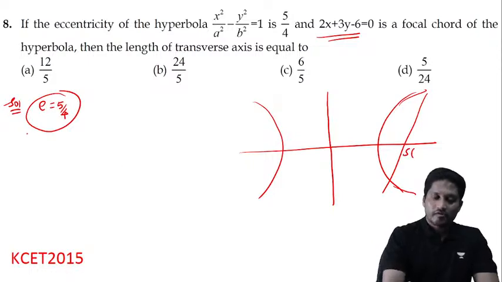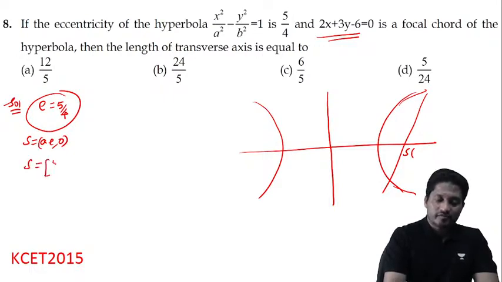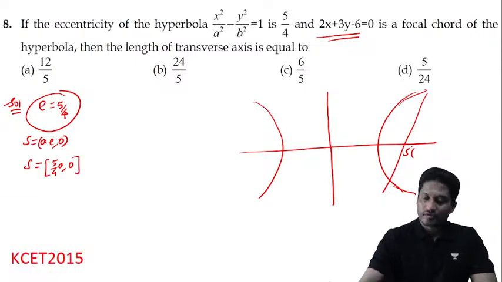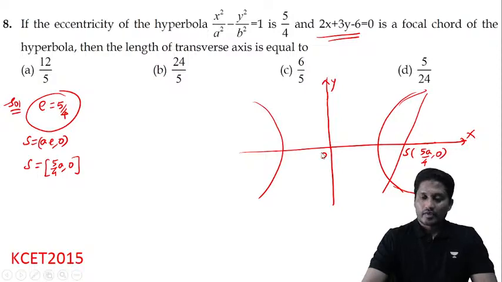So this focus is equal to (ae, 0). I know the value of e is equal to 5 by 4. So the focus will be (5a by 4, 0). Here x is the horizontal axis and this is y. Right, and this is a focal chord: 2x plus 3y minus 6 is equal to 0.